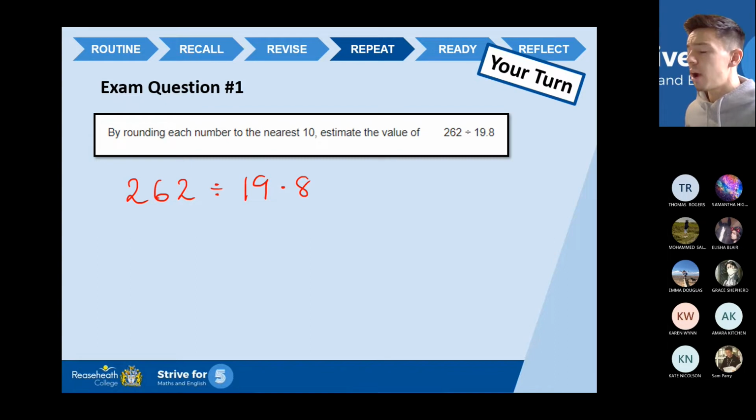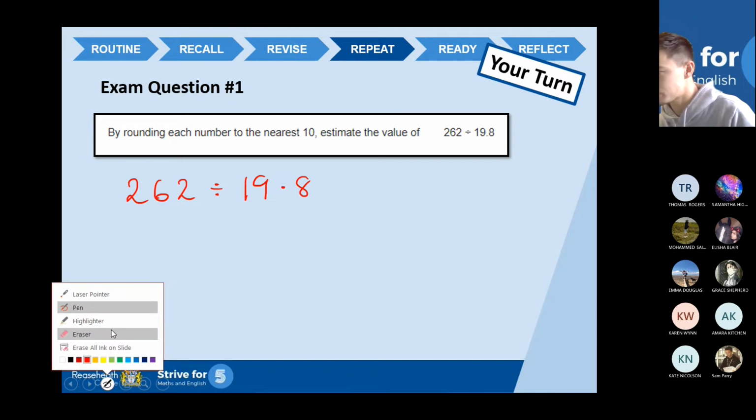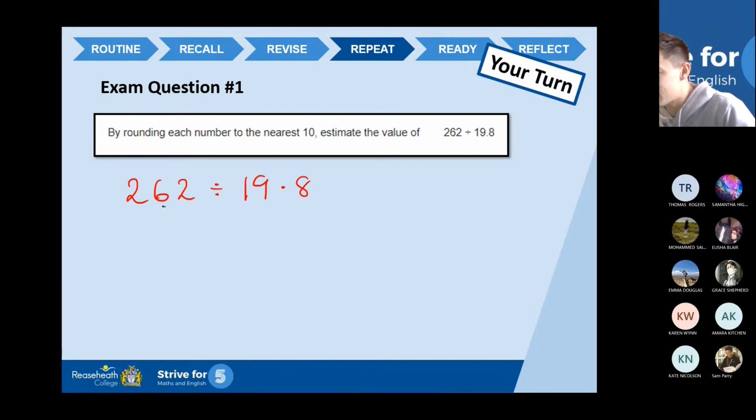Okay. Right. By rounding each number to the nearest 10, estimate the value of 262 divided by 19.8. So sometimes it will say round to the nearest 10 or to the nearest 100, maybe. So for that, identify the tens column, okay? That's crucial. So to the nearest 10. Oh, I might have scuppered you guys up a bit here because my examples didn't include that, did it? Let me just explain what that means then. So when it says to the nearest 10, it means like this column here, the tens column, okay? So to the nearest 10, 262.